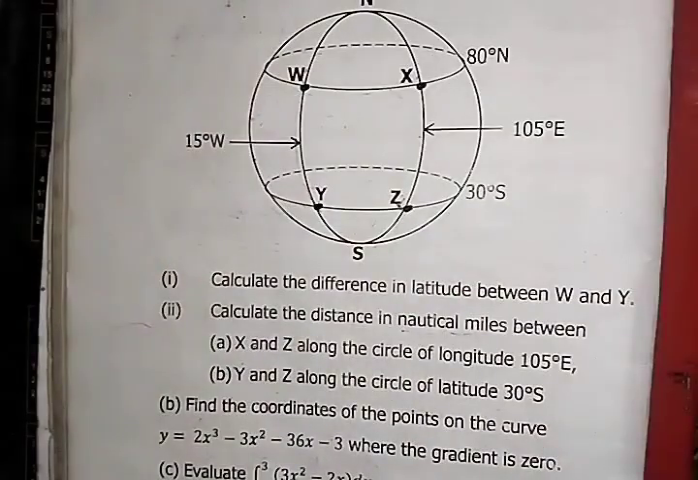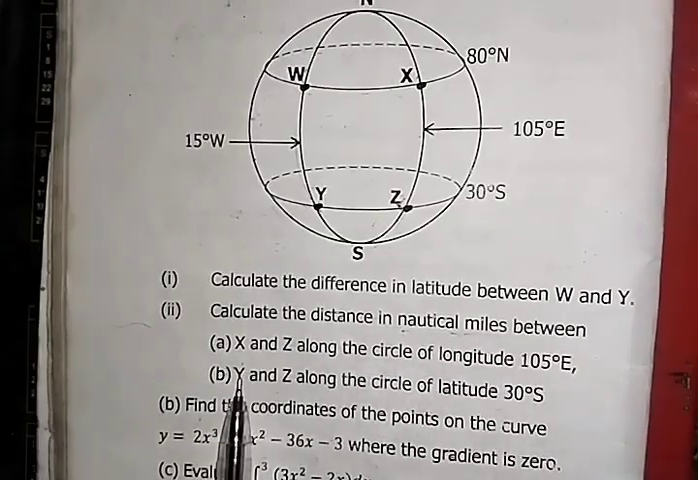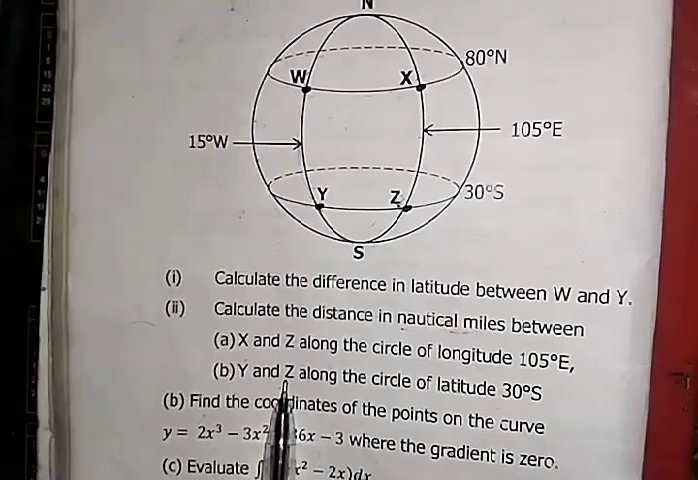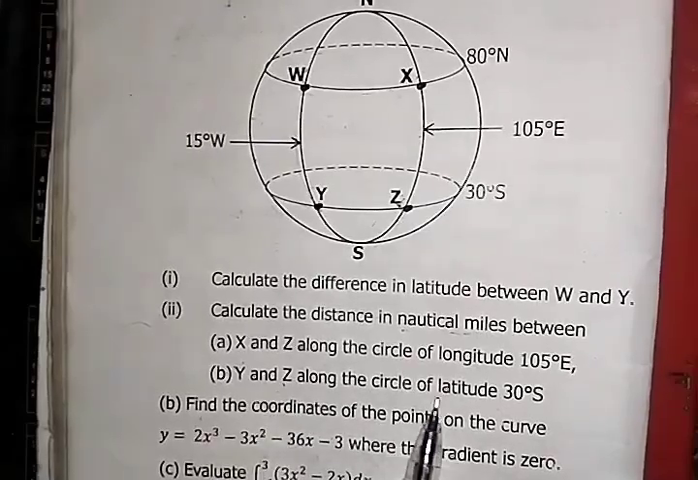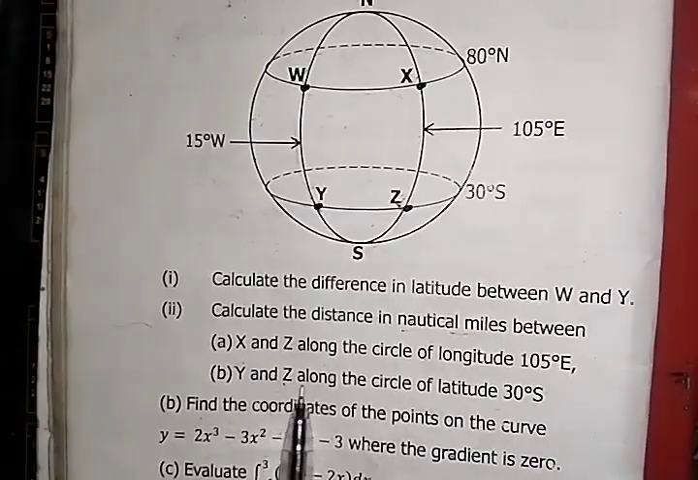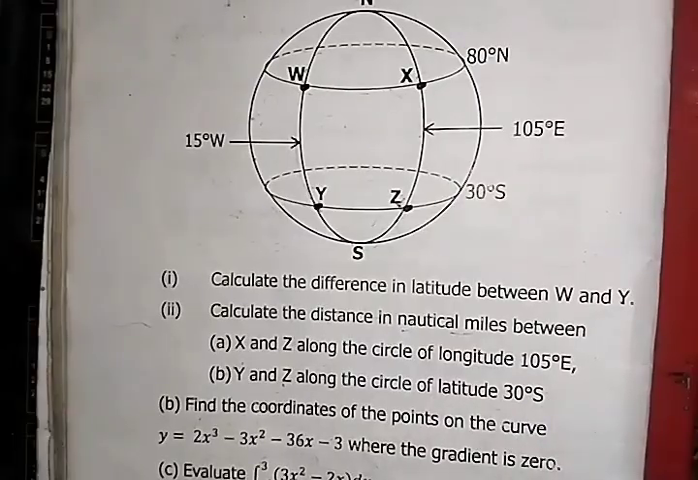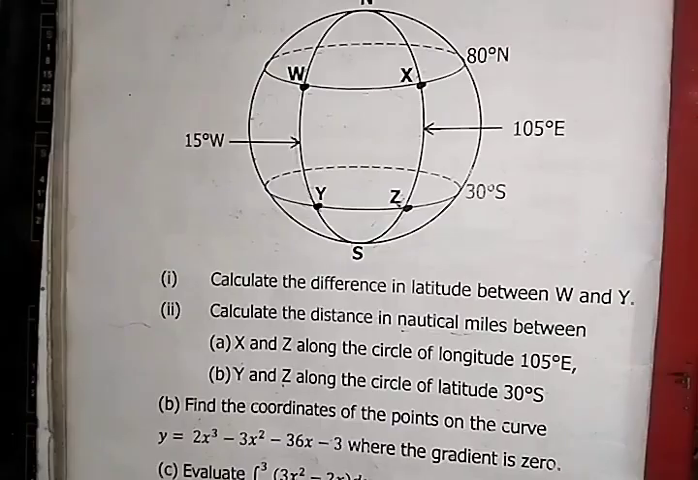Then we go to B. B is telling us to calculate the distance in nautical miles between y and z along the circle of latitude 30 degrees south. So here we are calculating the distance between y and z.